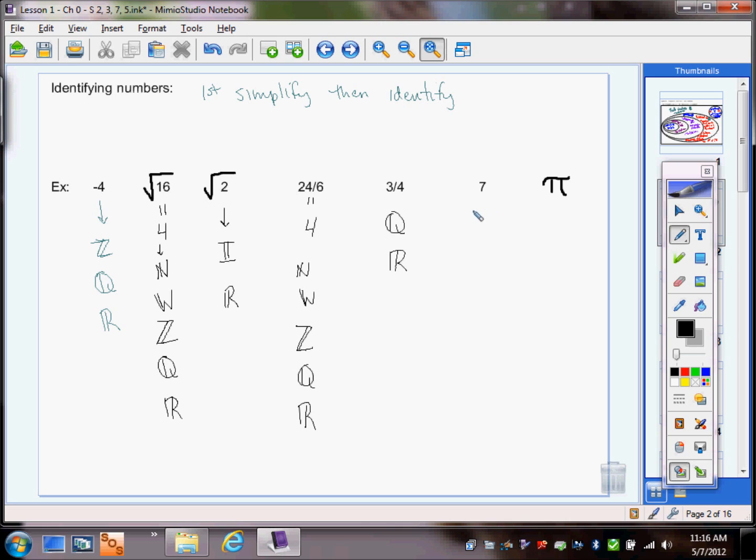7 is just a number. It's natural, right? You'd count to 7. It's whole. It's an integer. It's rational. And it's real. And then pi, well, pi never ends. So it's irrational and real.